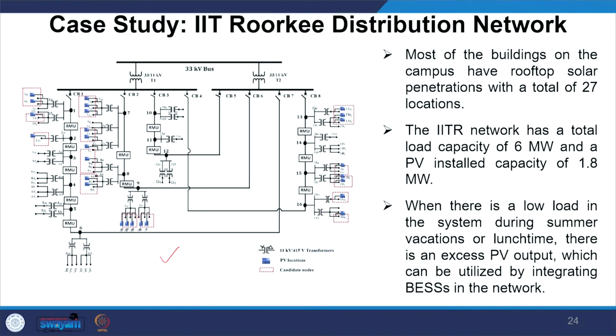And we are very happy to say that currently we have 2 storage technologies already installed out of the project grant of the Department of Electrical Engineering, Roorkee. Now most of the buildings on the campus have rooftop solar, with a total of 27 locations, and approximately the IITR network has a total load capacity of 6 megawatt and a PV installed capacity of 1.8 megawatt. But this was a very old scenario. Today the scenario has changed. The 6 megawatt has gone as high as 8 to 9 megawatt, and the 1.8 megawatt has moved to 2.7 megawatt. Okay, so this is for your benefit of understanding.